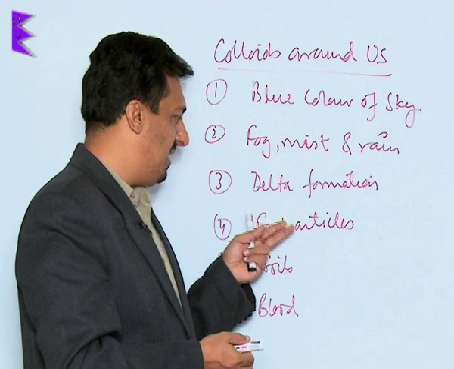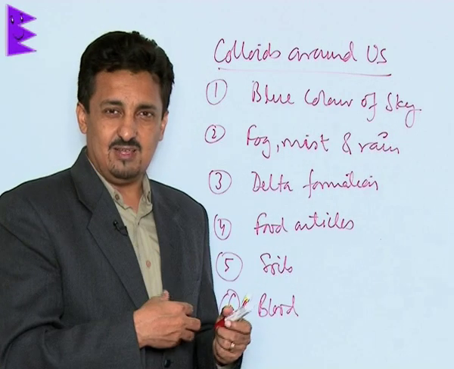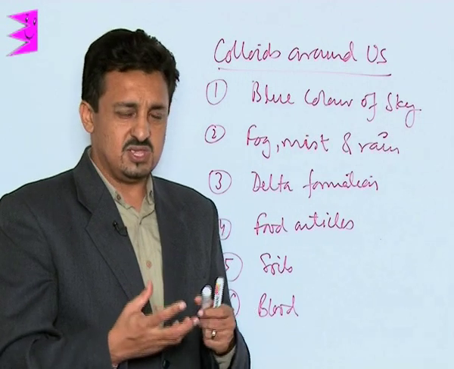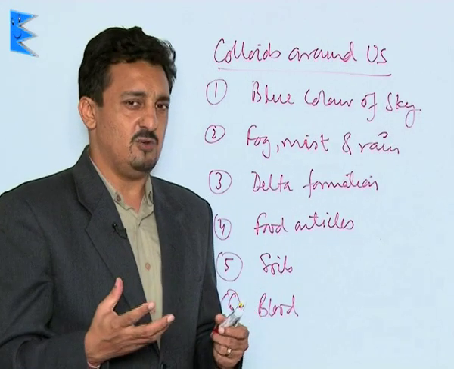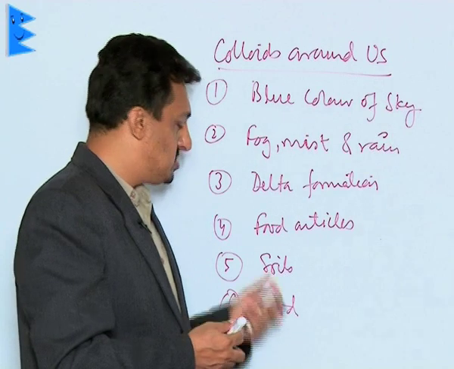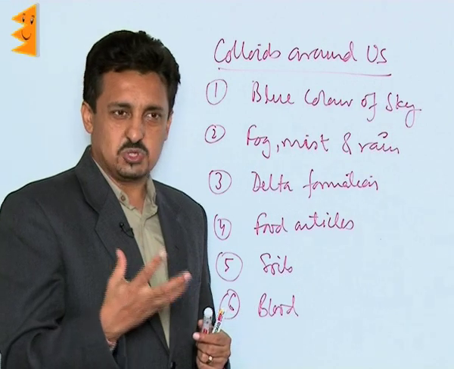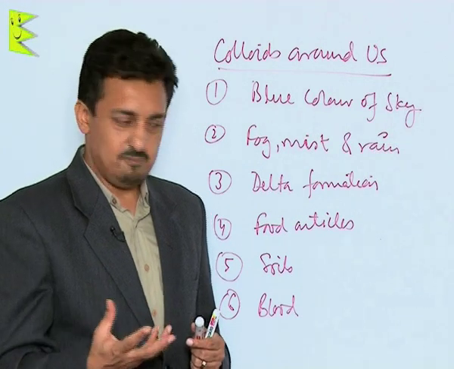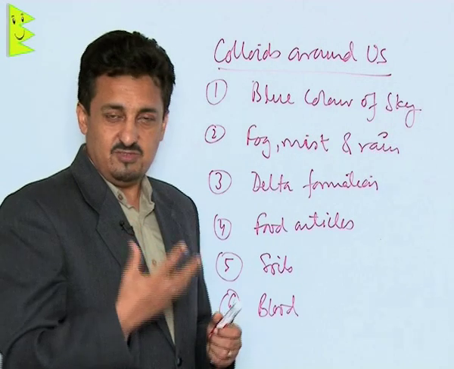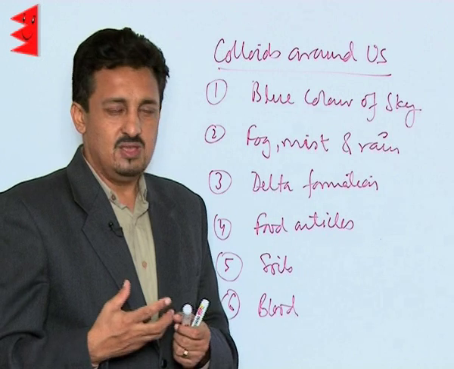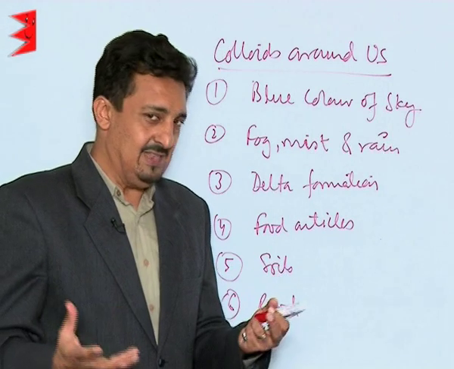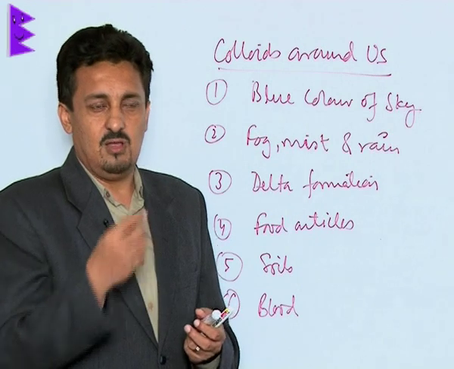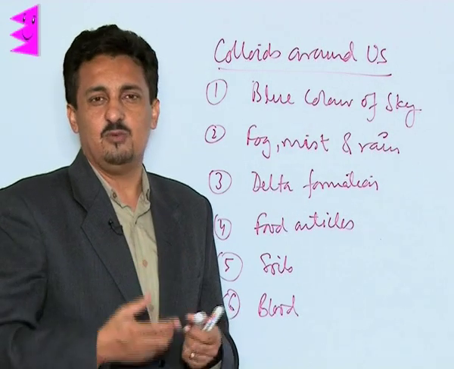Then we have food particles, like the jam, jellies, milk and butter which we eat, which are all in the form of colloids. Then soil: we need to know that all fertile soils are of the colloidal range. So that is again an example. Then blood, the most important thing in the human body, is again an example of a colloid, a colloid of blood cells and plasma.